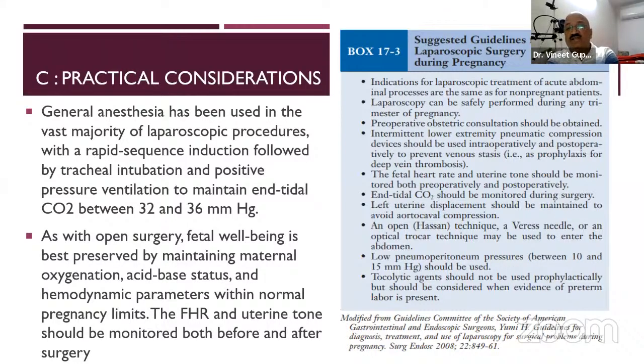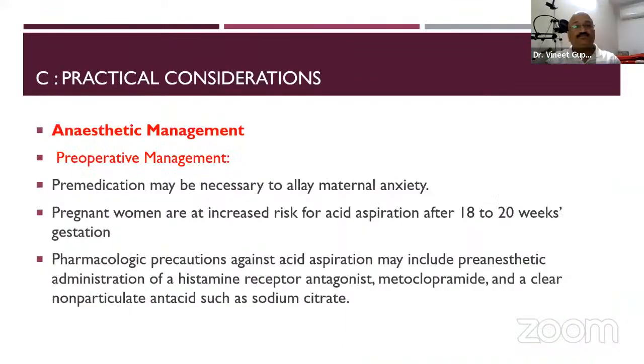An open technique, a Veress needle, or an optic trocar technique may be used to enter the abdomen. Low pneumoperitoneum pressures, between 10 to 15 mmHg; anyway, we are keeping this much pressure. Tocolytic agents should not be used prophylactically, but should be considered when evidence of preterm labor is present. Then anesthetic management: preoperative medication may be necessary to allay maternal anxiety. Actually, if you convince the patient and talk to her for a good 5 to 10 minutes, you need not give any sedative or anti-anxiety drug like midazolam.